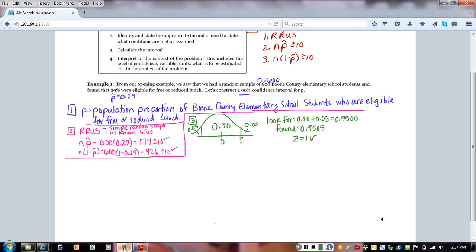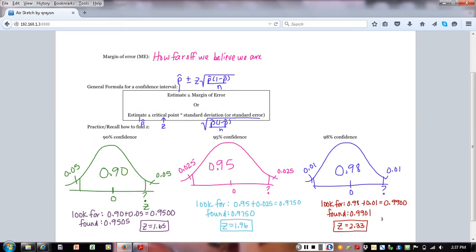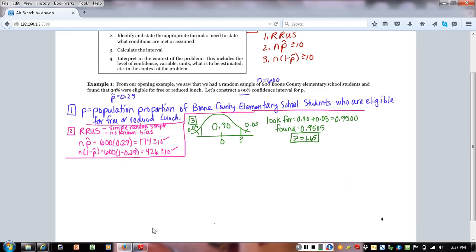Now what you notice, what did I use to find my z? The only thing I need to find my z was how confident we were. The sample size didn't affect it. P hat did not affect it. 90% last time we found it over here was also 1.65. So anytime you're going to be 90% confident, that will be your z-score. So your sample size has no effect. P hat has no effect.